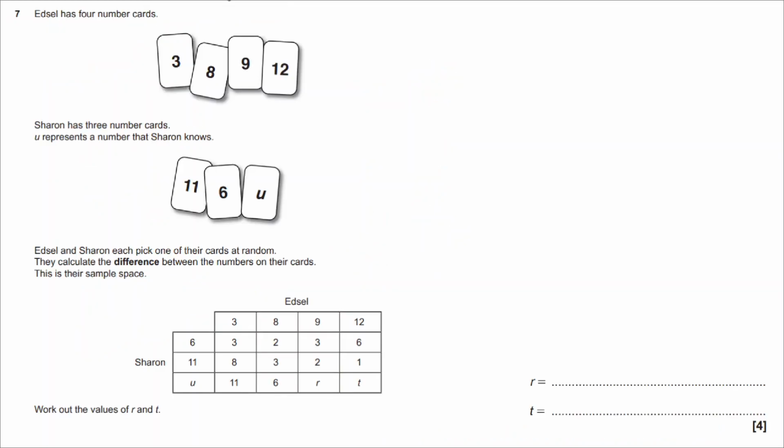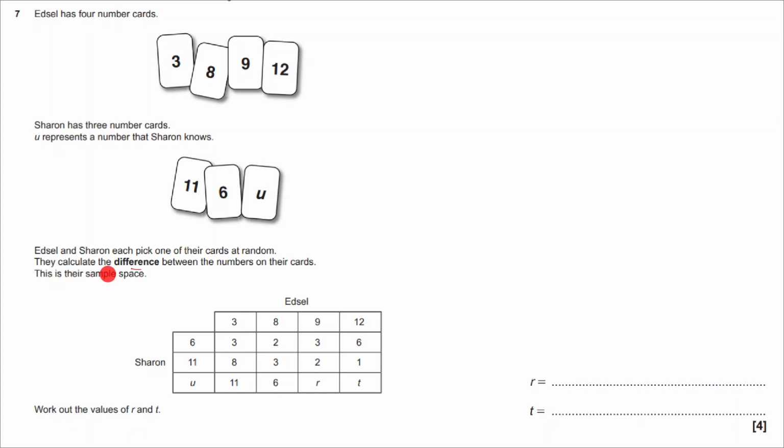Excellent, moving on. We've got this. Edsel has got 4 number cards, 3, 8, 9 and 12, and Sharon has got 3 number cards. U represents a number that Sharon knows. Edsel and Sharon each pick one of their number cards at random. They calculate the difference, which means a subtraction, between the numbers on the cards.